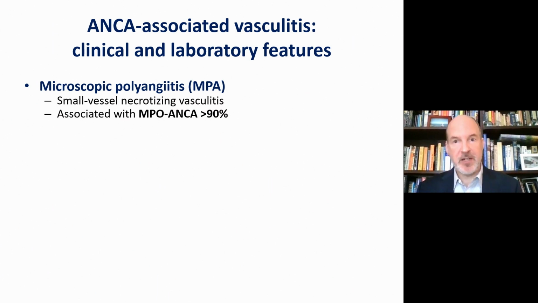I'm going to name the three diseases. One is microscopic polyangiitis, or MPA. This is a small vessel necrotizing vasculitis, and it is highly associated with MPO-ANCA, to the point that it's almost a circular argument that it's hard to make this diagnosis in some circles if you don't have MPO-ANCA.